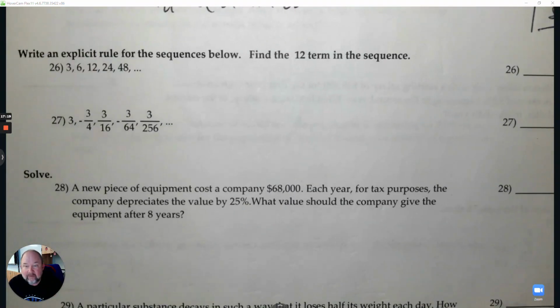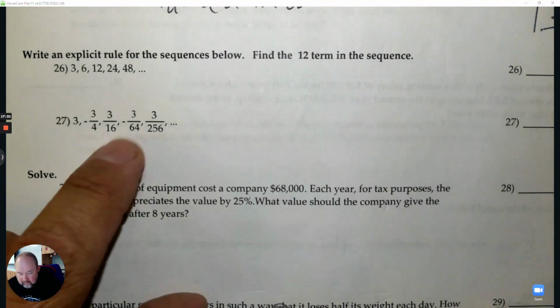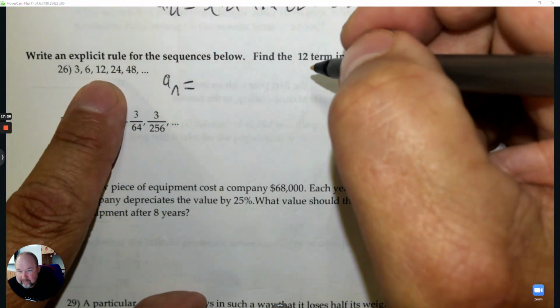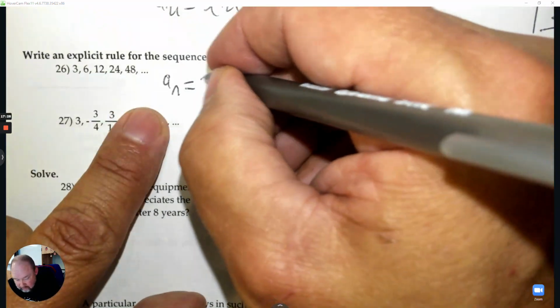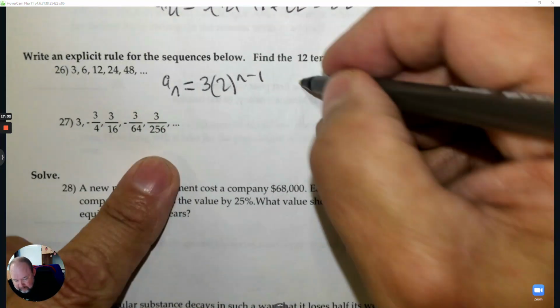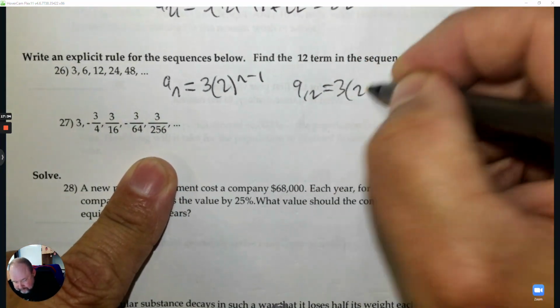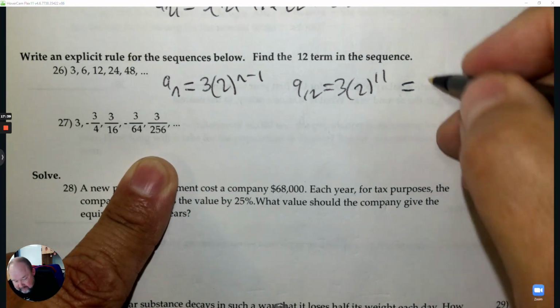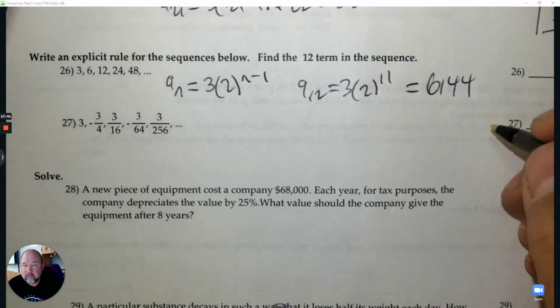All right, number 26. Write a rule for the sequence below. So the rule, are we adding or multiplying? And we're multiplying by 2. So the rule is 2 to the exponent n minus 1. The 12th term, we plug in 12. 12 take away 1 is 11. So it's 3 times 2 to the 11. I get 6,144.